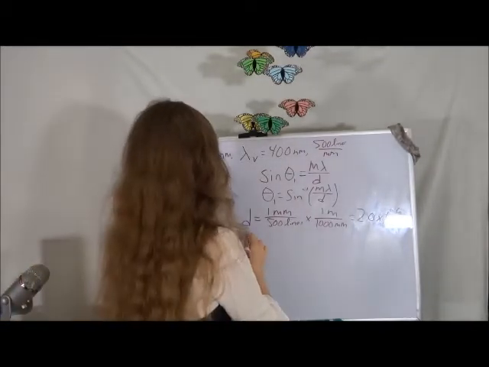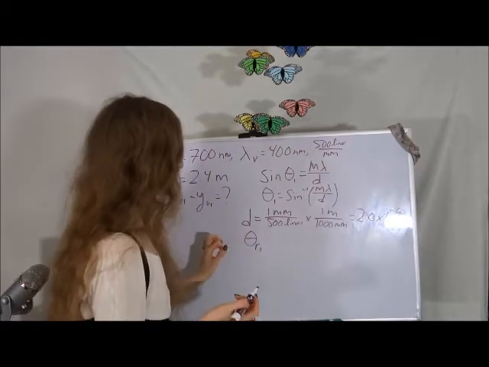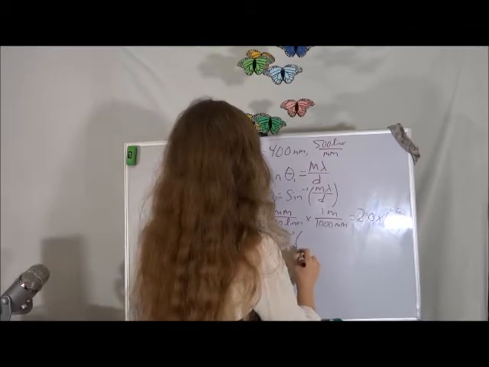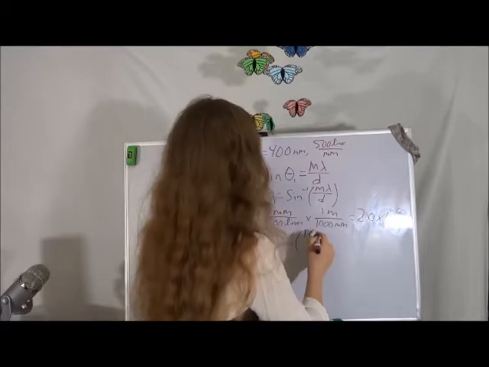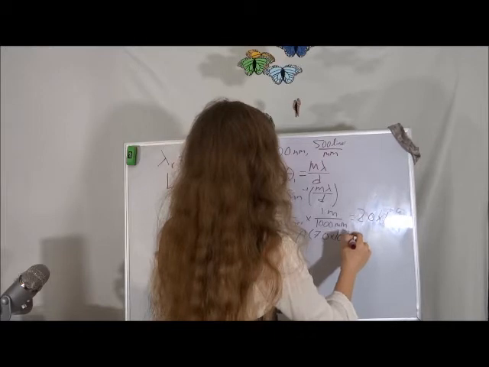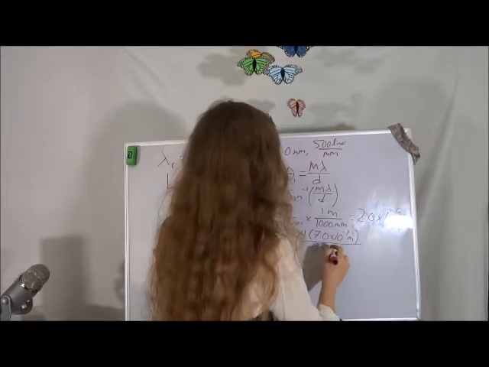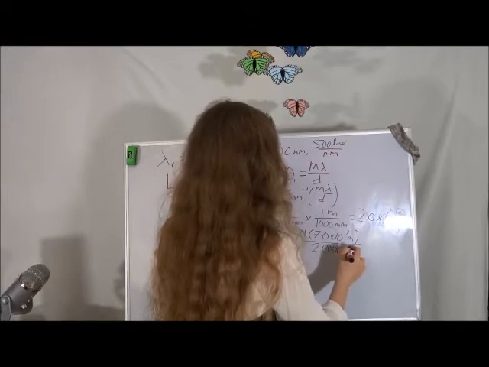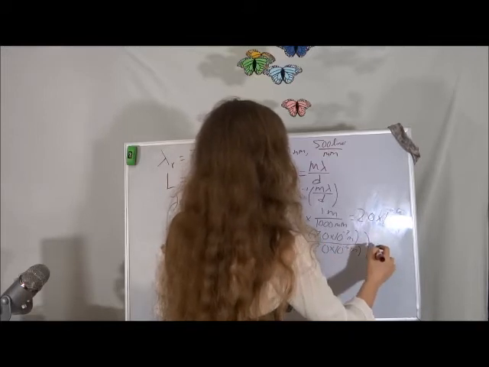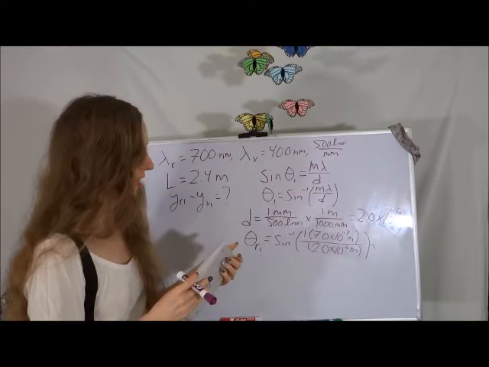So theta r1, the red angle for the m equals 1 fringe, is going to be equal to the arc sine of 1 times our wavelength, 700 nanometers, so that's 7.0 times 10 to the minus 7 meters, divided by 2.0 times 10 to the minus 6 meters. Plug that into our calculator. So this will work out to be about 20.49 degrees.